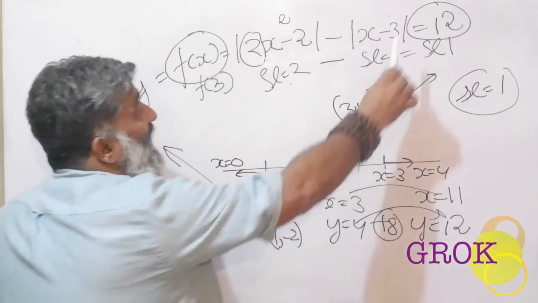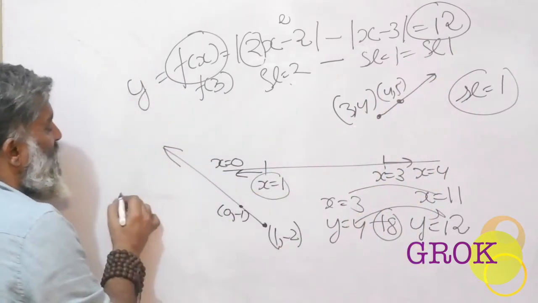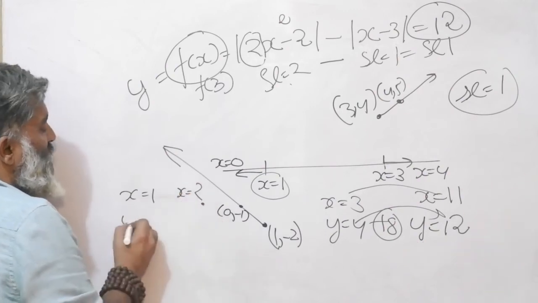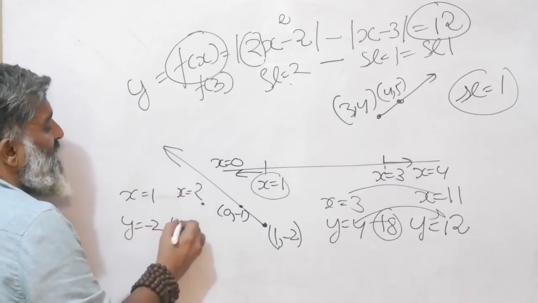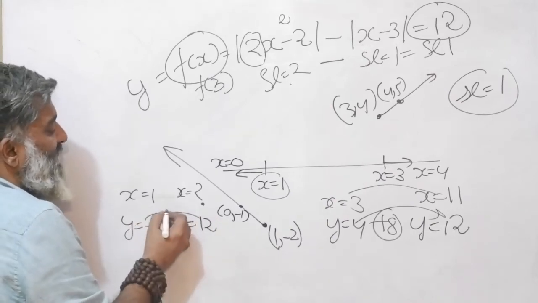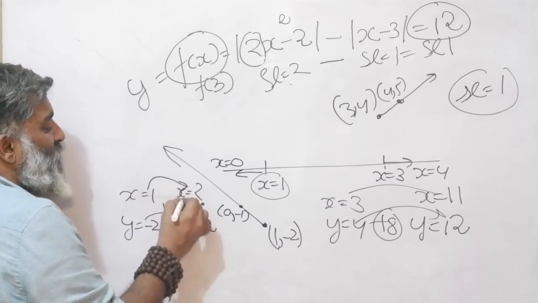And again, I want to go to 12. So play the same game all over again. Start with this point. x was equal to 1. You want the new value of x. y was equal to minus 2. The new value of y is given as 12. So minus 2 to 12, there is a distance of 14. So x also should travel by 14.